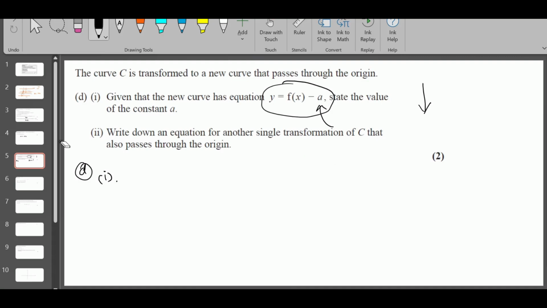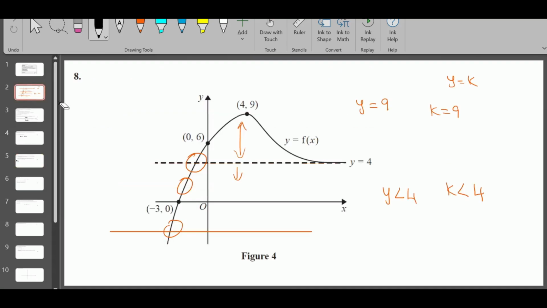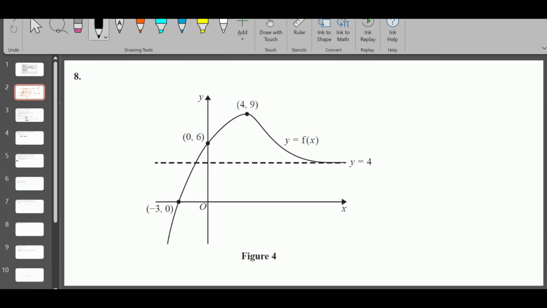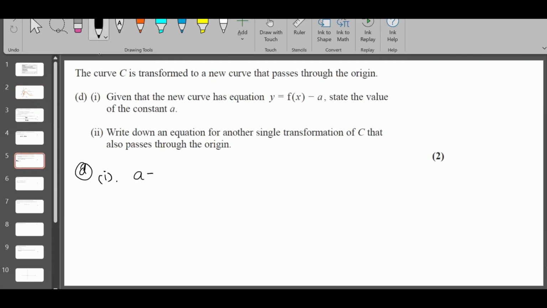So just because it is minus a, don't think that you need to move the graph downwards. It depends on the value of a. It can be positive or negative. So basically, we need to move the given graph upward or downward in such a way that the new graph passes through the origin. So if we move downwards, if we bring it this way, 6 units downwards, this point comes to the origin, right? So what's the value of a here? 6 actually, because we are moving downwards 6 units.